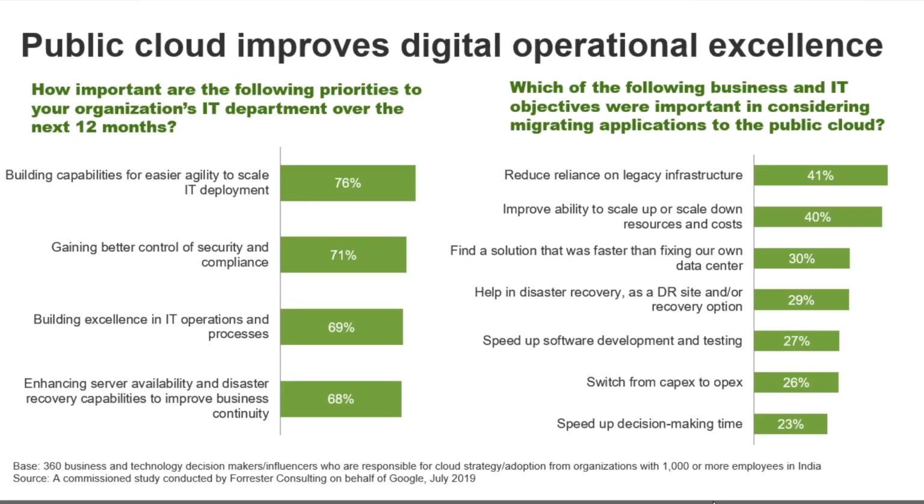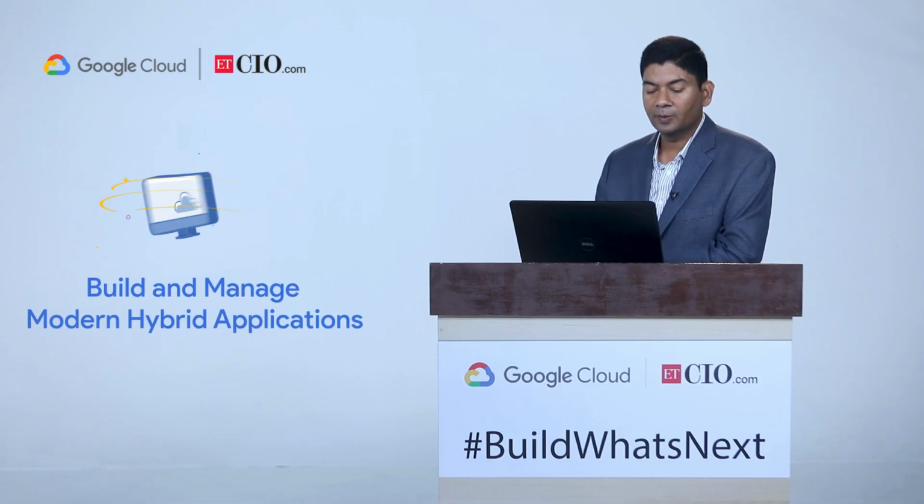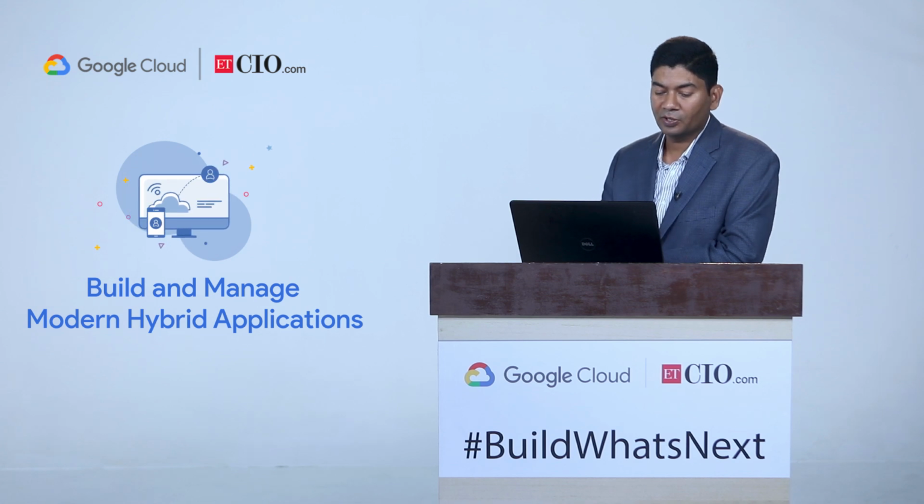Similarly, when you look at digital operational excellence, again the priorities are divided across two. One is the IT department's priority on the left, and there the CIOs are looking at building better capabilities so that they can scale their IT deployments. They want to get better control of security and compliance, which is kind of interesting, because at some point in the past I talked about how security and compliance is becoming important.